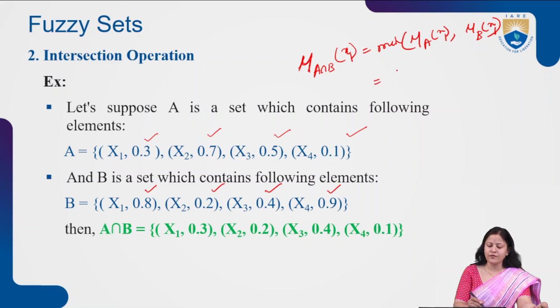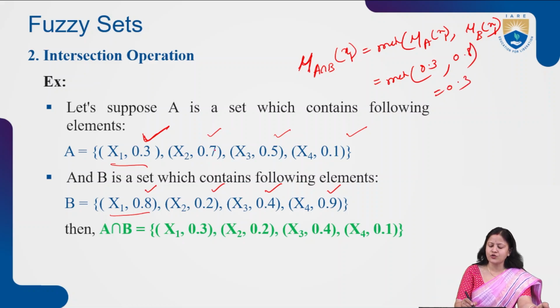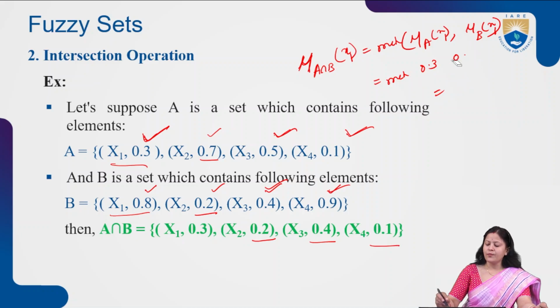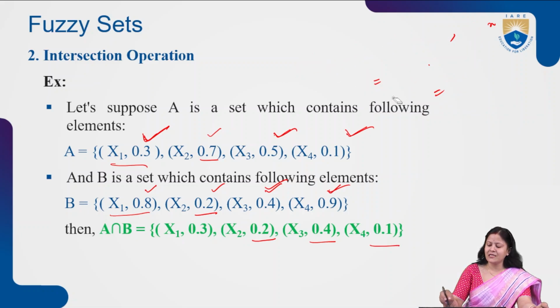So what is the value for the first case for this one and this one? So minimum between what is the membership value here? Let me write. So mu of x for x1, what is the membership value? It is 0.3. For x1 here for B set, 0.8. So what is the minimum value here? 0.3. Same thing for the next one, 0.7 and 0.2. What is the minimum value here? 0.2. Here 0.5 and 0.4. Minimum is 0.4. 0.1 and 0.9. So minimum is 0.1. So like this we can find the minimum value between two Fuzzy sets using their membership values or the degree of truthness.